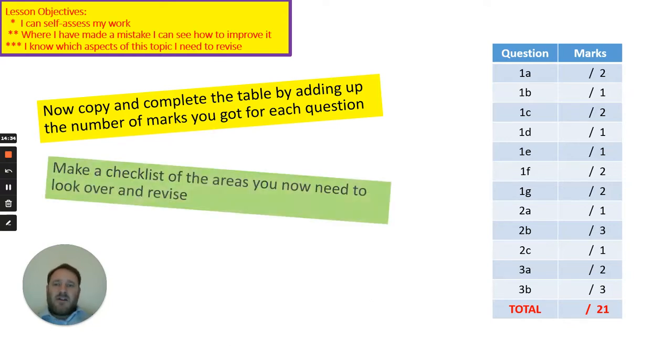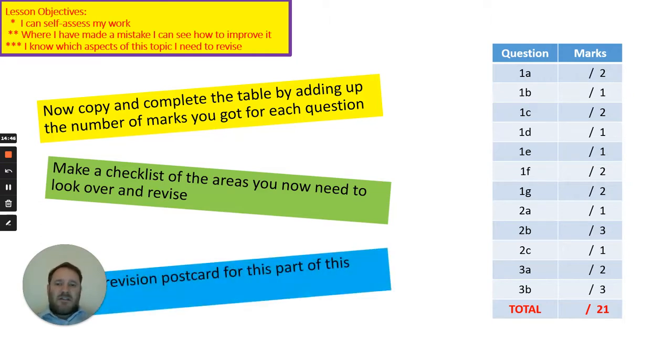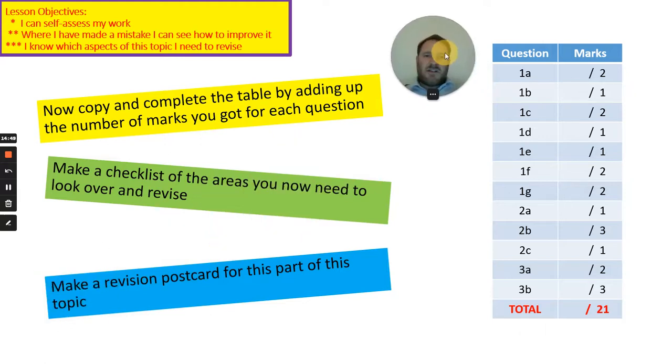Once you've done that, what I'd like you to do is make a checklist of the areas you now need to look over and revise. So for example, if you look at 1F and you got 0 out of 2, you'd have to go back and go, oh, I didn't do very well in 1F. That's one of the areas I now need to revise. And then once you know which areas you need to revise, what I want you to do is make a little revision postcard. So that's about half of an A4 page, nothing exhaustive.